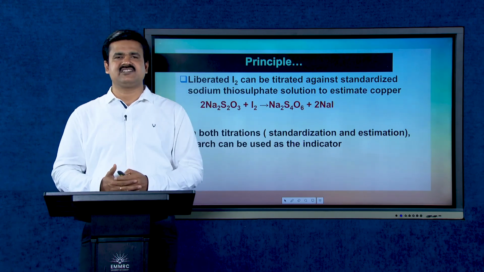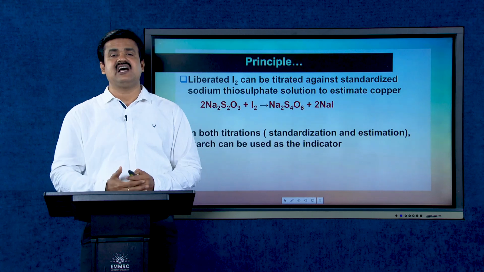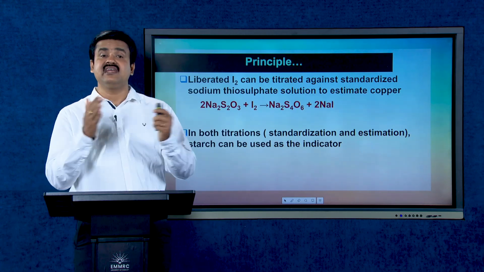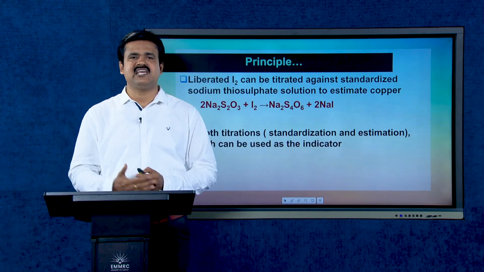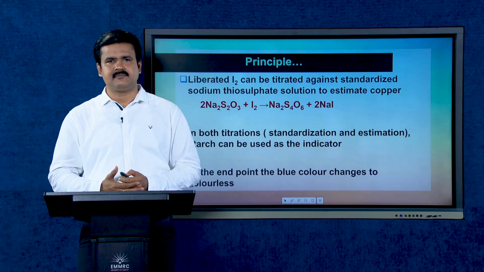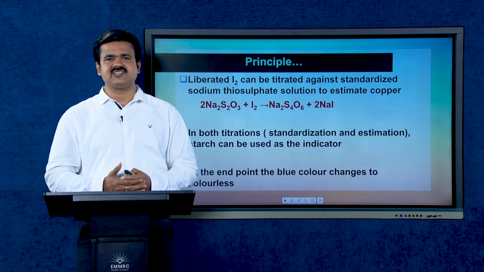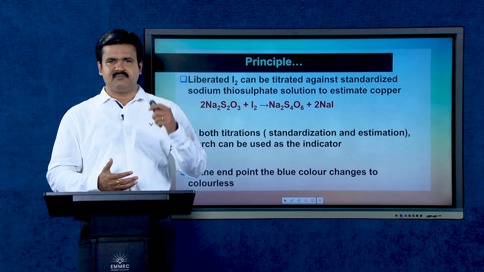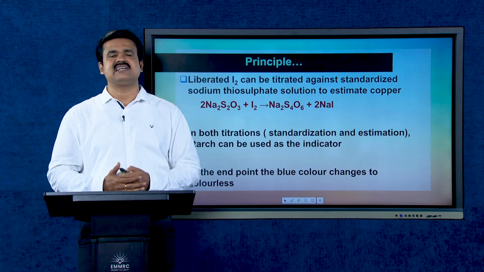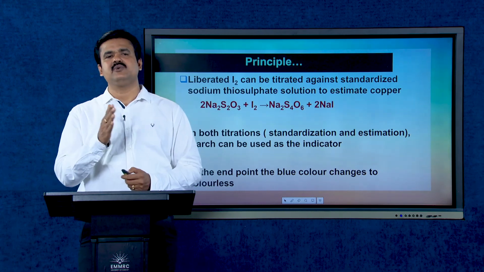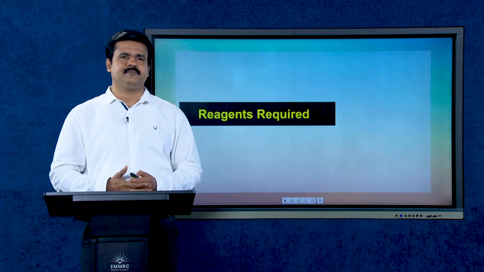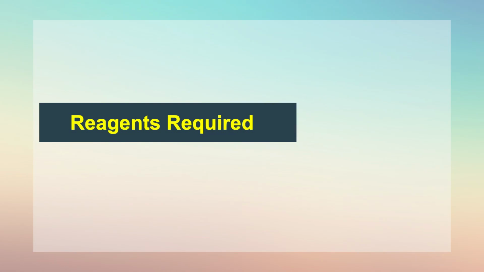In both the titrations, that is in the standardization as well as the estimation part of the entire experiment, starch can be used as the indicator. At the end point of the titration, the blue color produced by the starch indicator changes to a colorless solution. Now we are discussing the reagents required for the entire experiment.